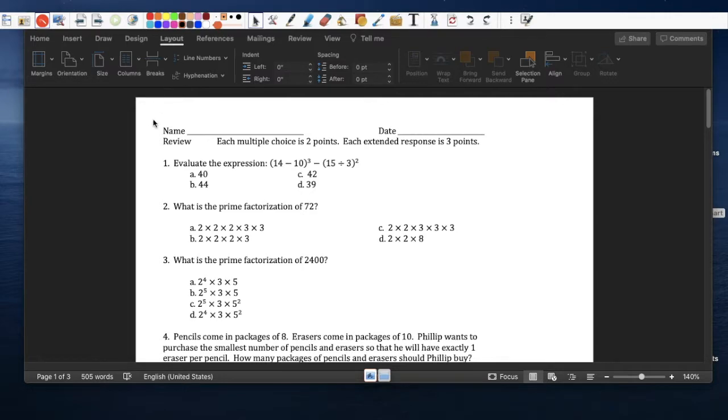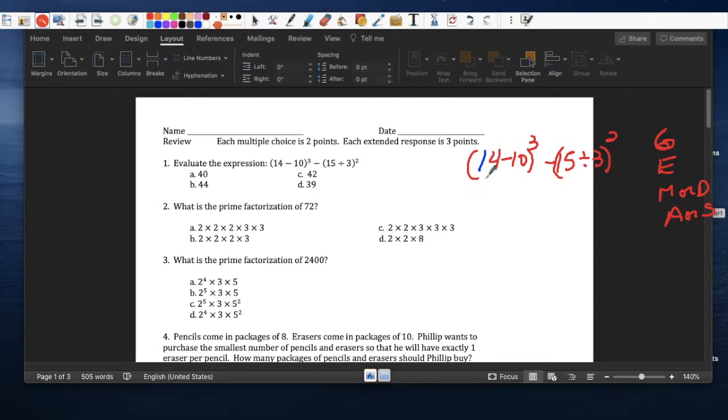Order of operations. I'm going to, hopefully, write it over here. 14 minus 10 to the third power minus 15 divided by 3 to the second power. Remember order of operations: parentheses, exponents, multiplication or division, addition or subtraction. So we have to do inside the groupings first, the parentheses. Remember that the 3 is outside and that the 2 is outside.